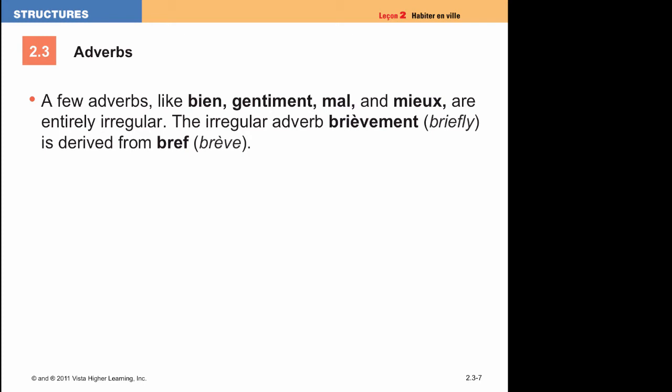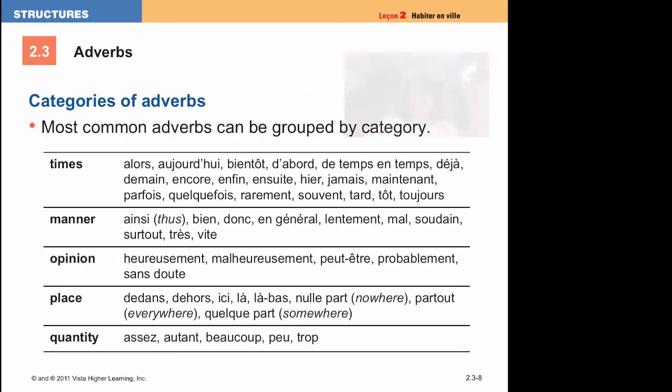And then bref, which means brief, you take the feminine form brève, but for some reason in French they add an I in that first syllable, so it becomes brièvement. It's derived from brève, but it is irregular.